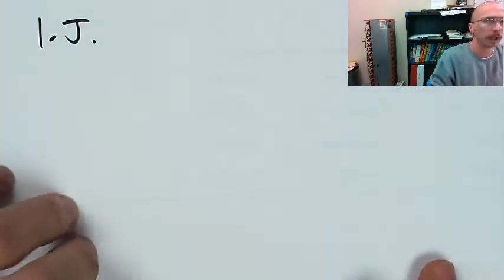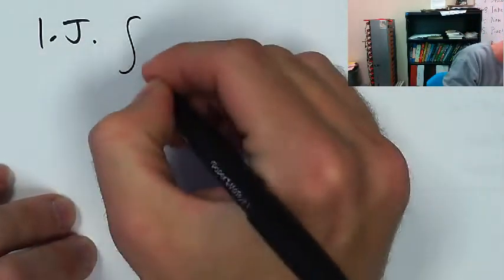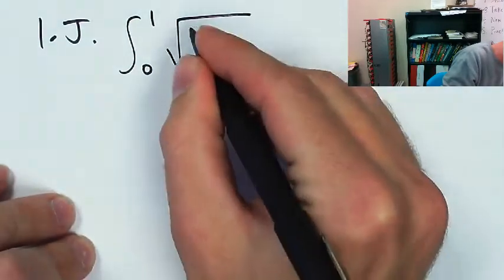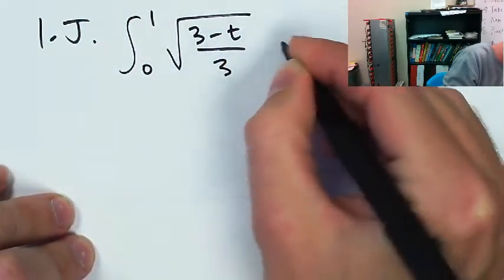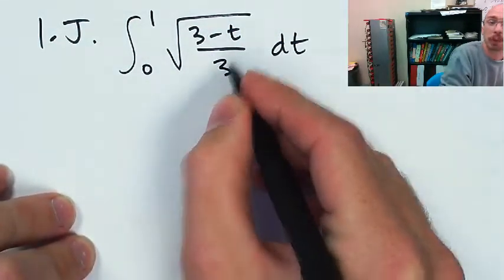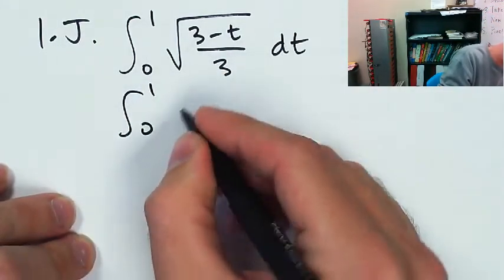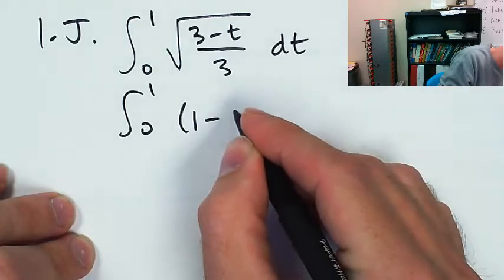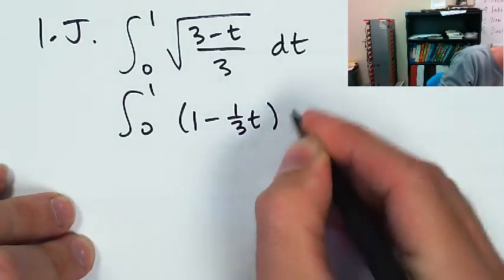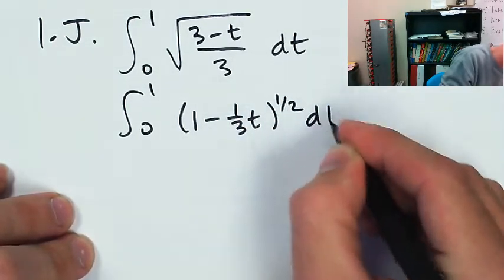Oh, yeah, good choice here. You should probably be able to do this one. So square root of 3 minus t all divided by 3. 3 divided by 3 is 1 minus t over 3. So I'm going to rewrite this even before I change into a color. Call it 1 minus 1/3 t to the 1/2 power.